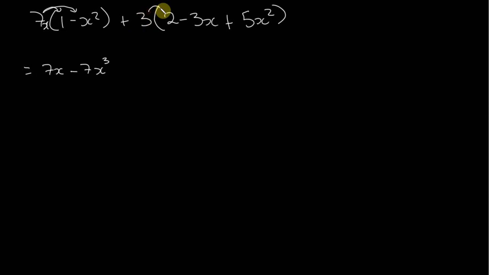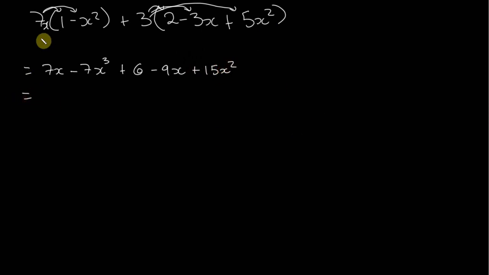So then for this 3, we're going to distribute, so that's going to be 3 times 2 is 6. Here, 3 times 3 is 9, but it's negative 3, right? We've got to remember. So it's going to be minus 9x. And then here it's 3 times 5, which is 15, so it's going to be plus 15x squared.